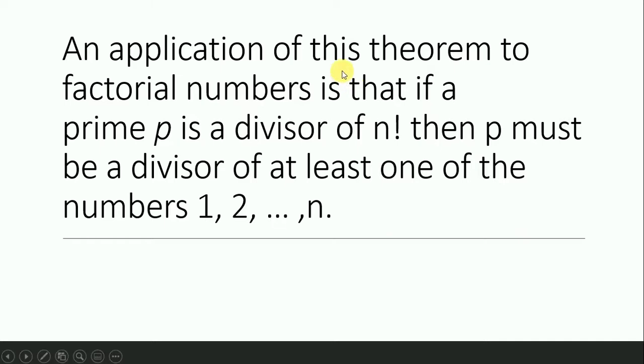An application of this theorem to factorial numbers is that if a prime p is a divisor of n factorial, then p must be a divisor of at least one of the numbers from 1 to n. Of course, it only makes sense that if this prime p divides n factorial, then one of the numbers here is divisible by this prime number p.